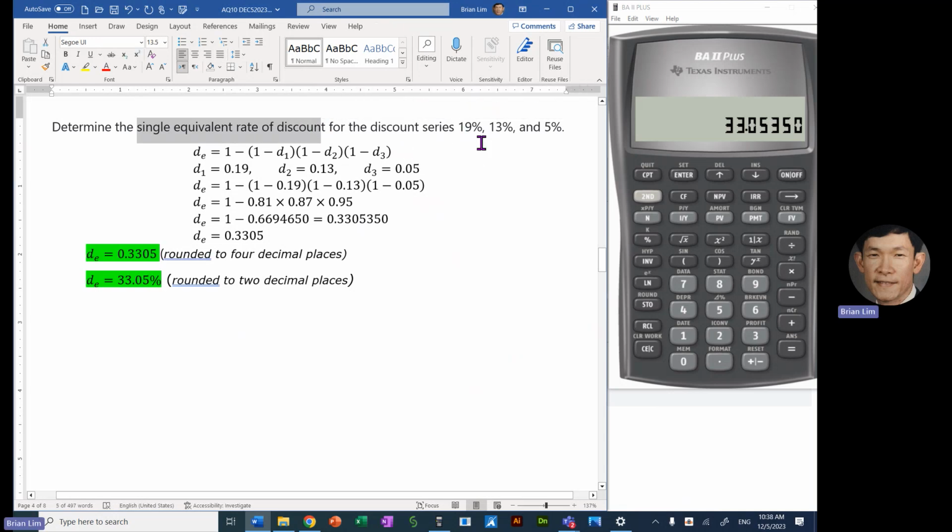All right, so you have a series of discounts, 19, or you might hear it expressed as the price less 19, less 13, less 5.